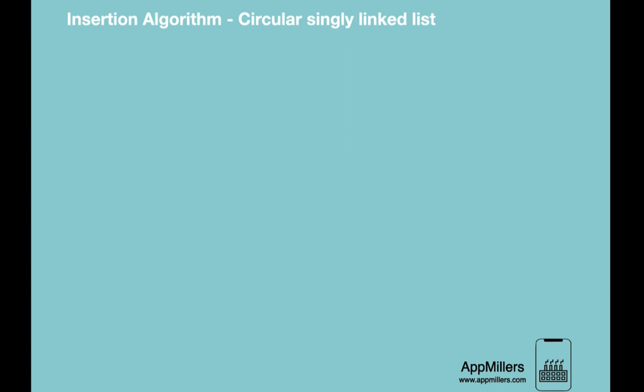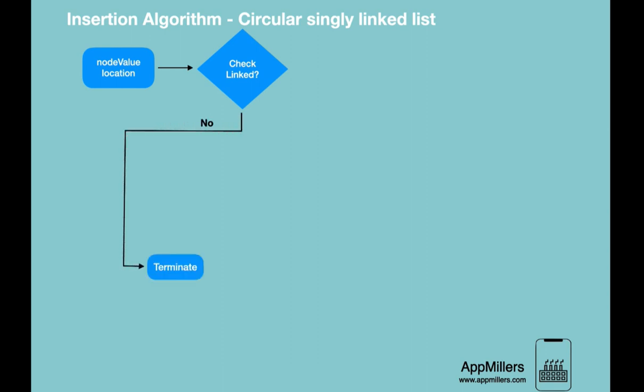Alright, in the last lecture we have learned how to insert a new node in a circular single linked list in 3 different cases. So in this video we will look at how the algorithm of insertion in a circular single linked list works. Here our algorithm starts with 2 parameters, node and location. The first step is to check whether the linked list exists or not. If it does not exist, we return an error and terminate our algorithm. But if it does exist, we create a blank node and assign a value to it.